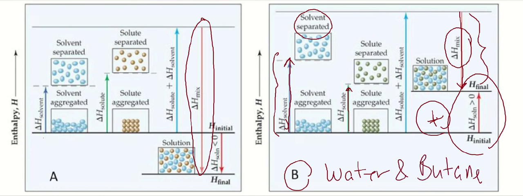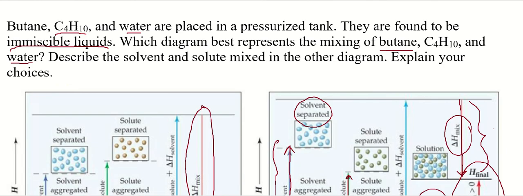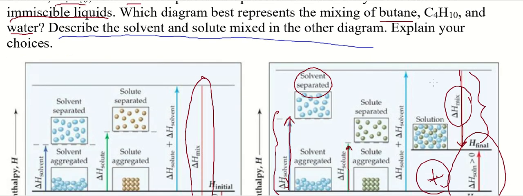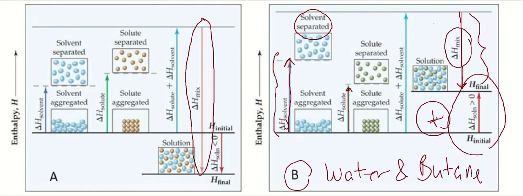Now the second part of the question is, describe the solvent and solute mixed in the other diagram. What could this other diagram be? Well, in this other diagram, you have the solvent requiring some amount of energy, and then the solute requiring a little bit more energy. So maybe this is like an ionic compound, because ionic compounds have that full positive and negative electrostatic charges attracting each other. That might require a little more energy to separate than the hydrogen bond. So maybe this is water.